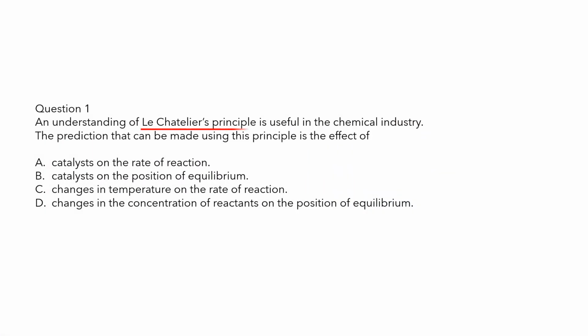Le Chatelier's principle is used to predict the equilibrium position when the condition is changed. Catalysts cannot influence the equilibrium position, so A and B are eliminated. Temperature changes could influence the rate of reaction, but Le Chatelier's principle cannot predict the effect of this change on the rate of reaction. So, C is eliminated. Le Chatelier's principle can predict the effect of changes in the concentration of reactants on the position of equilibrium. So, D is correct.